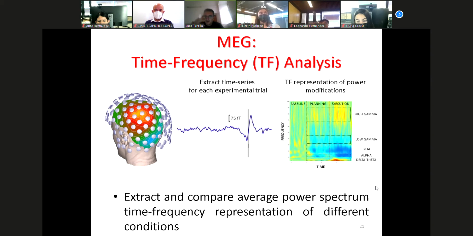Just for me, are you already familiar with this kind of time frequency analysis and representation or not?